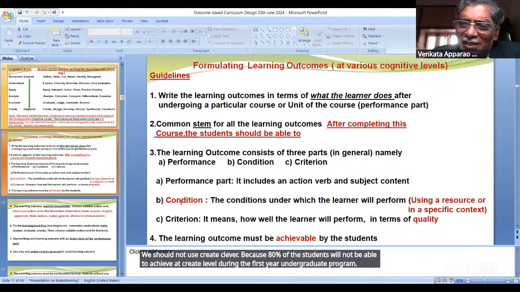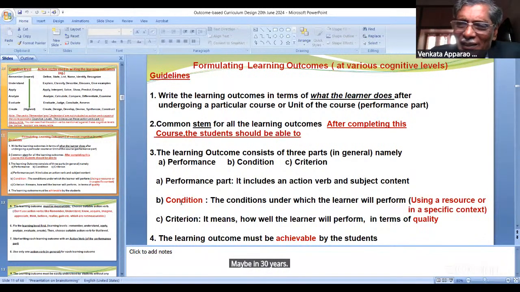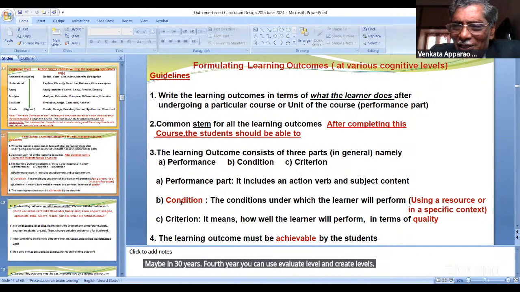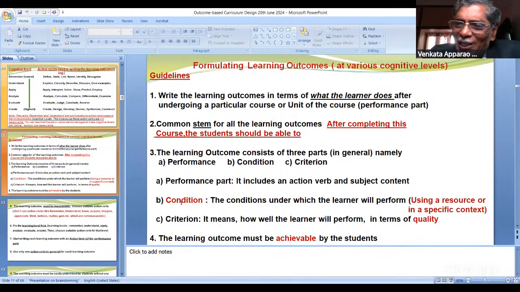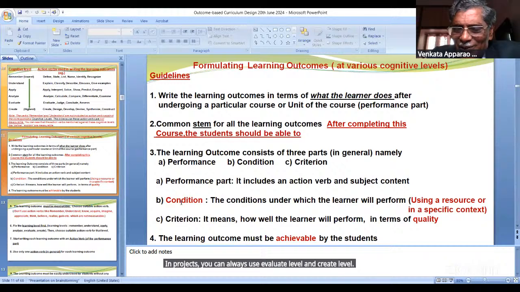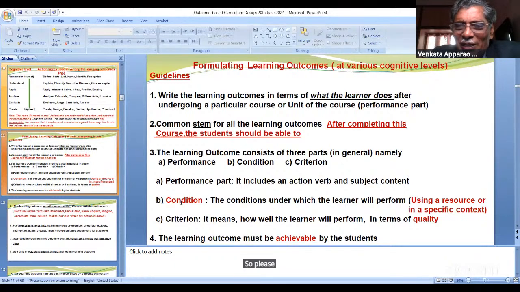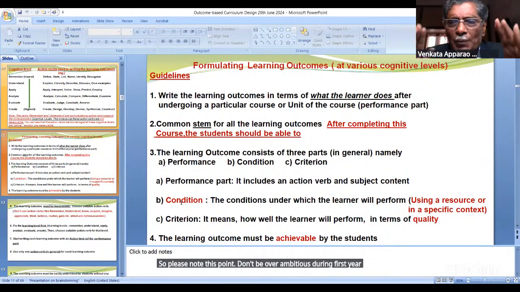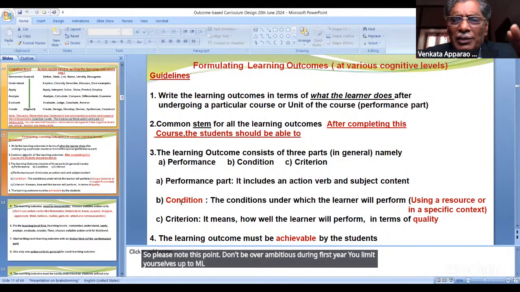Maybe in third year, fourth year, you can use evaluate level and create levels. In projects, you can always use evaluate level and create level. So please note this point. Don't be over ambitious. During first year, you limit yourselves up to apply and analyze level. That is good enough.